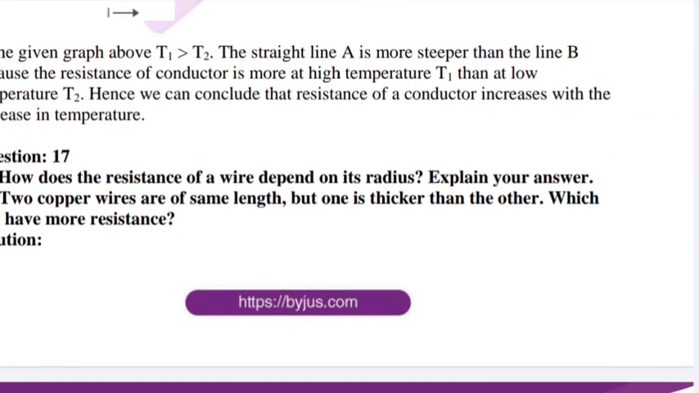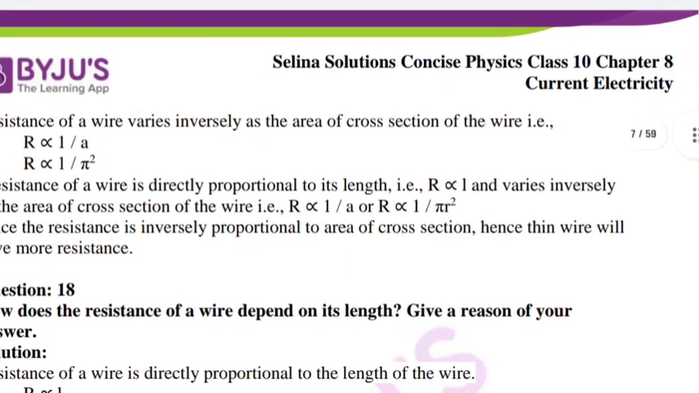Question number 17. How does the resistance of a wire depend on the radius? Explain your answer. The resistance of a wire varies inversely as the area of cross-section of the wire. Resistance of a wire is directly proportional to the length and varies inversely as the area of cross-section of the wire. So since the resistance is inversely proportional to the area of cross-section, a thinner wire will have more resistance.